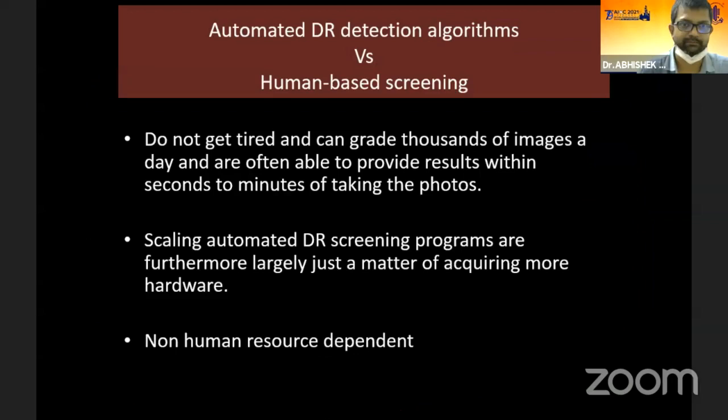What are the advantages? They do not get tired and can grade thousands of images a day, and are often able to provide results within seconds to minutes of taking the photo. So you can install it in a village setup and get the results regarding the trial and the risk factor. The scaling of automatic DR screening programs is furthermore largely just a matter of affordability. So mainly money is the constraint, not the human manpower.